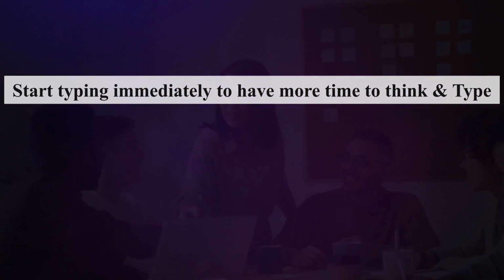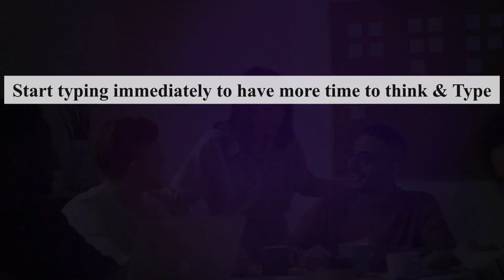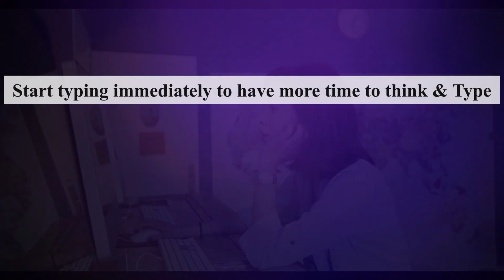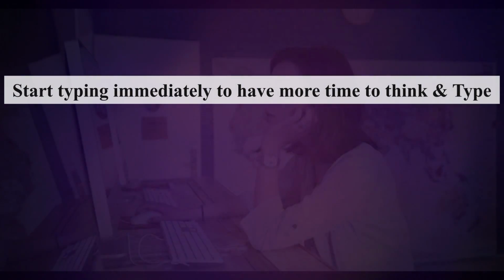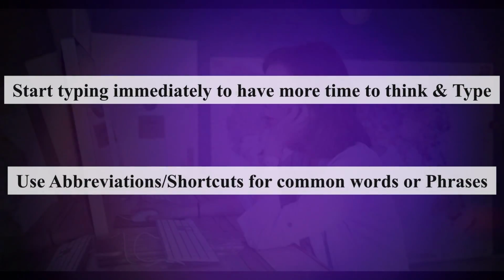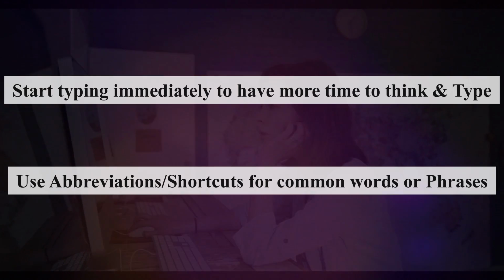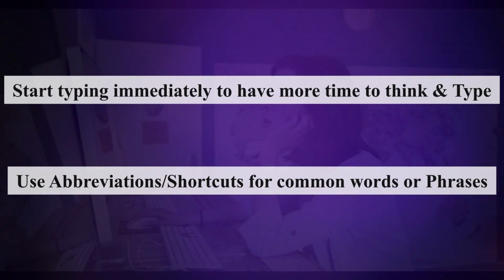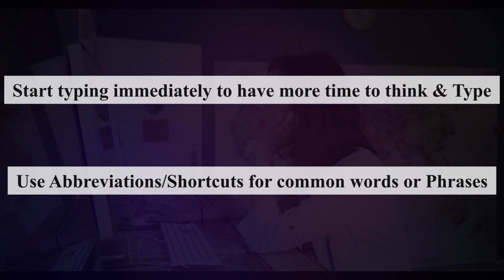Another tip to clear this section is to start typing as soon as you hear the sentence. By doing this, you will get more time to think and type. And with the flow, you would also increase your chances of completing the sentence without forgetting it. Another good practice is to use abbreviations and shortcuts. Develop a set of personalized abbreviations or shortcuts for common words or phrases. This can help you type more efficiently during the dictation.